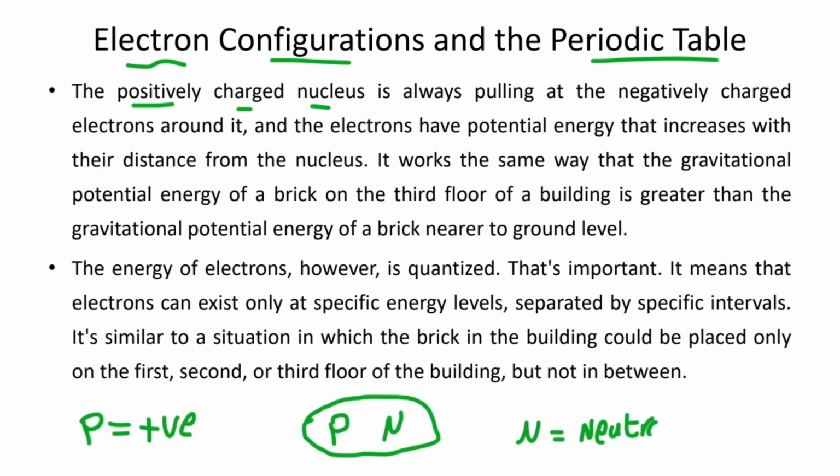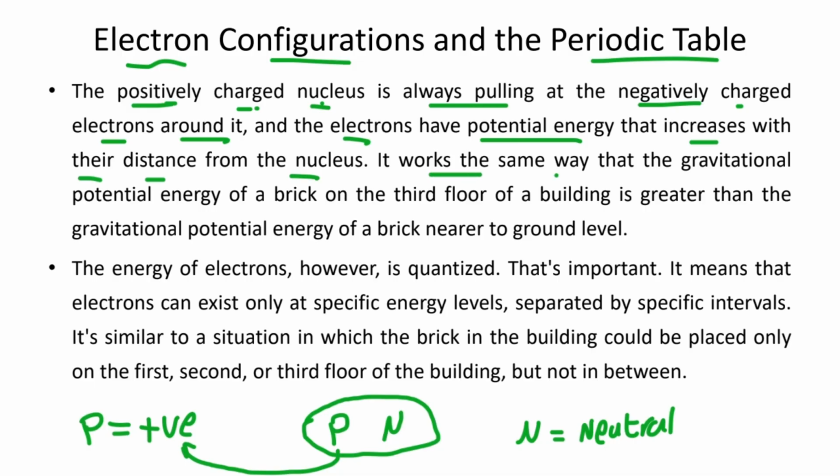They are neutral in charge. So the whole nucleus is positively charged because of the protons, while the orbits around the nucleus, which contain the electrons, are negatively charged because the electrons are negatively charged. So the positively charged nucleus is always pulling at the negatively charged electrons around it. And the electrons have potential energy that increases with their distance from the nucleus. So the potential energy usually increases when the electron becomes farther from the nucleus.